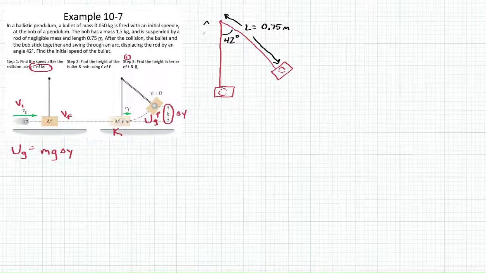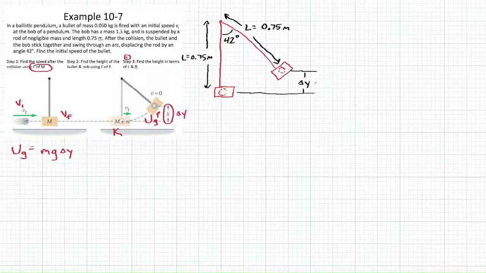Well, it also happens to be this length as well. Whoops, not even close to being straight. You'd think I'd be able to draw straighter lines having graph paper here. 0.75 meters. Okay. But what we want to find is this height change. I'm going to just keep calling it delta y from now on. This height change that the bullet and bob system undergoes by going upwards.